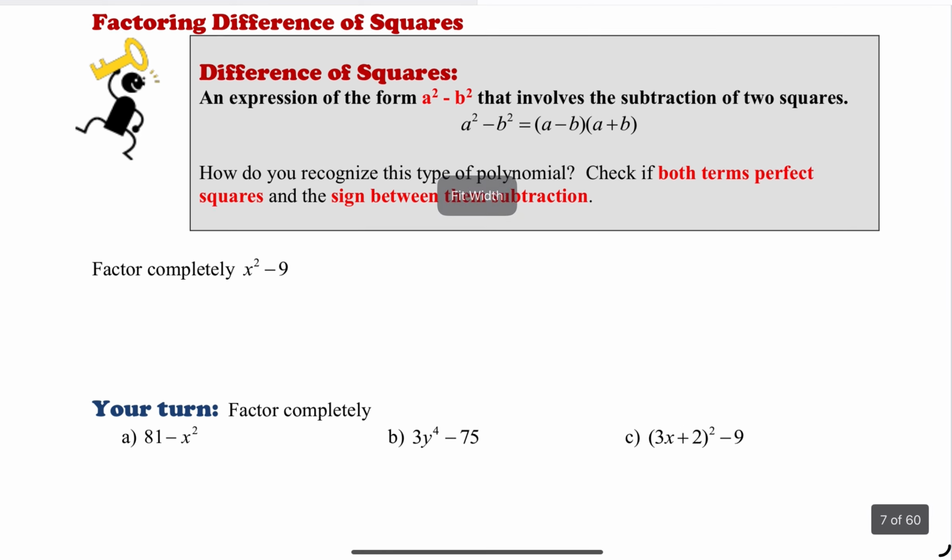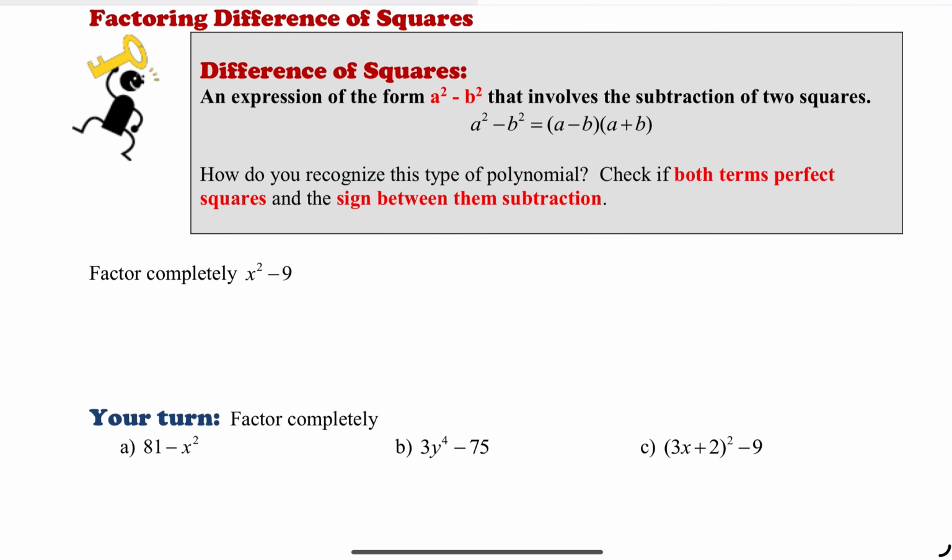Factoring differences of squares. So this one is easy. Whenever you see an expression that's in the form a squared minus b squared, so something like x squared minus 4. Now 4 is a perfect square, so it'll be x squared minus 2 squared, right? All you need to do is do x minus 2 times x plus 2.